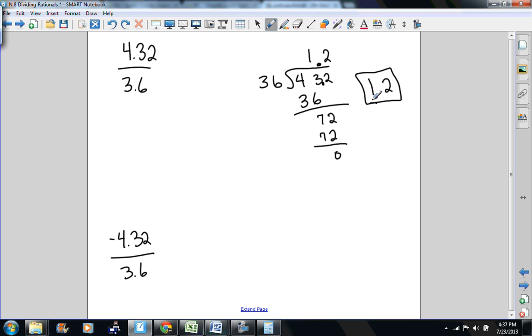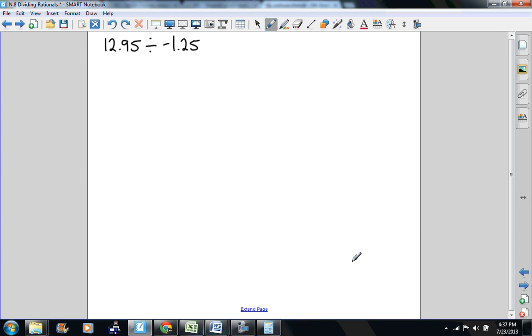Okay. Now, if we have negatives mixed in, just like multiplying, we take it to the very last step and we ask ourselves, should this answer be positive or negative? In this case, it should be negative. And that's it. All right? So it's long division. Got to get rid of the decimal in that left number, and that's just regular long division.